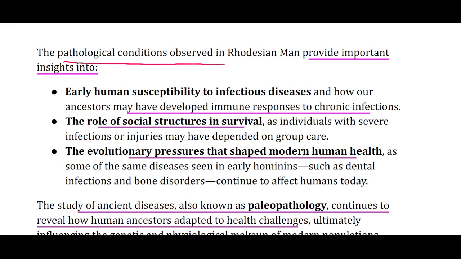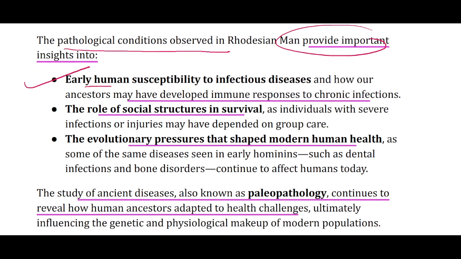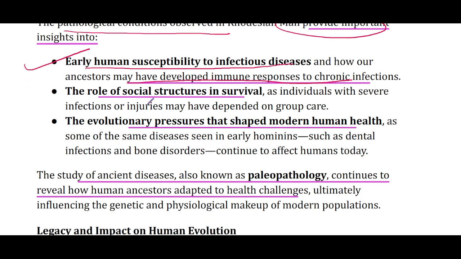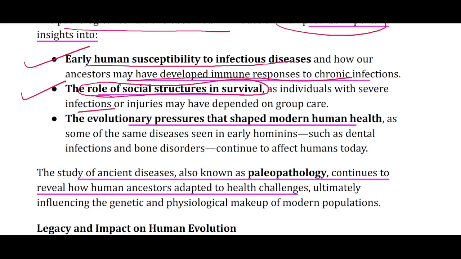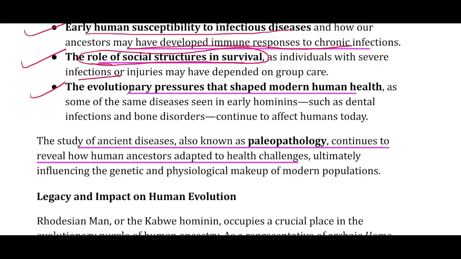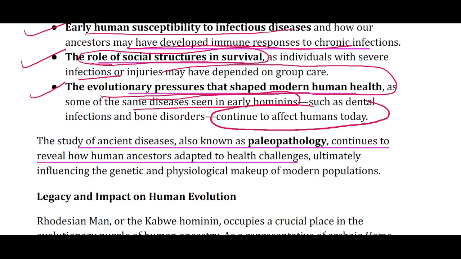Now, the implication for human evolution and disease resistance. The pathological conditions observed in Rhodesian man provide important insight into early human susceptibility to infectious disease and how our ancestors may have developed immune responses to chronic infections. It also suggests the role of social structure in the survival of individuals with severe infections. And then the evolutionary pressure that shaped modern human health, as some of the diseases seen in early hominins continue to affect humans today.